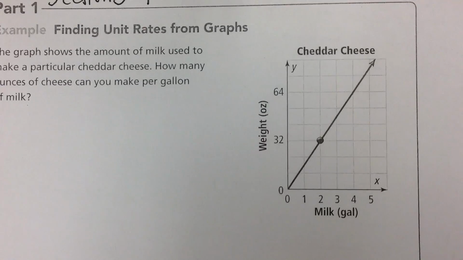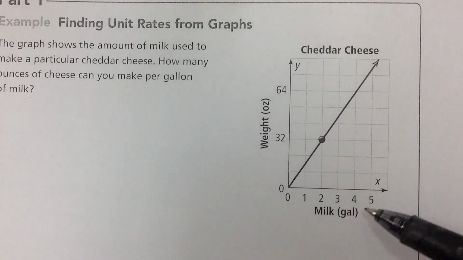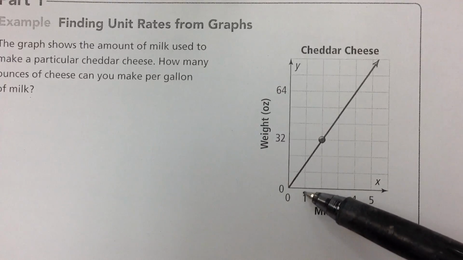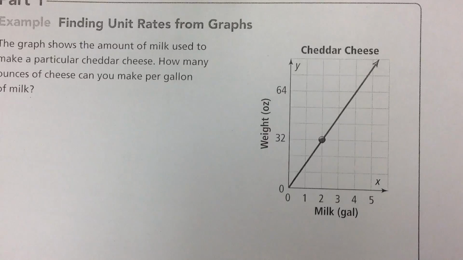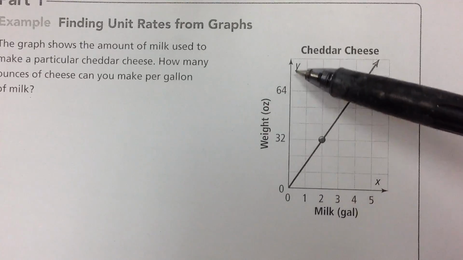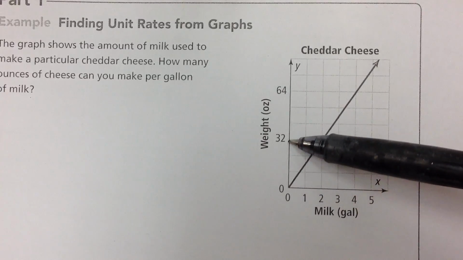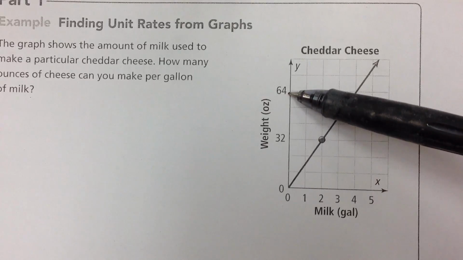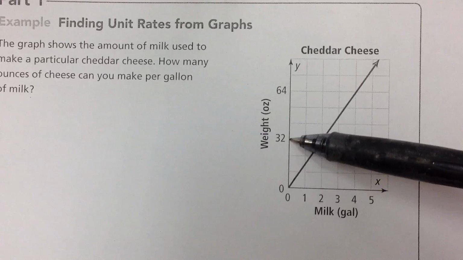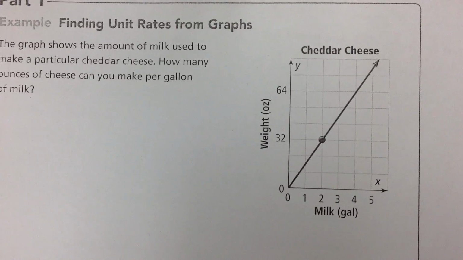So let's look at our graph that we've been provided. The horizontal axis represents gallons of milk. It's numbered 1, 2, 3, 4, and so on. Here we have a vertical axis of 0. We skip 2 units, 32, skip 2 units, 64. So think about it. We have 1, 2, 3 markings in between 32.